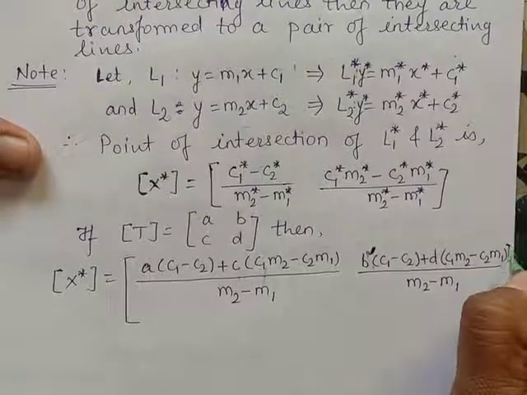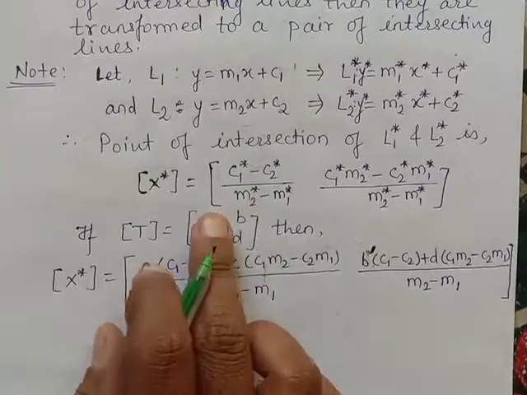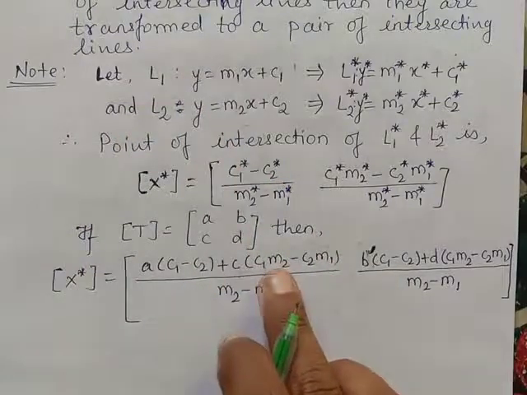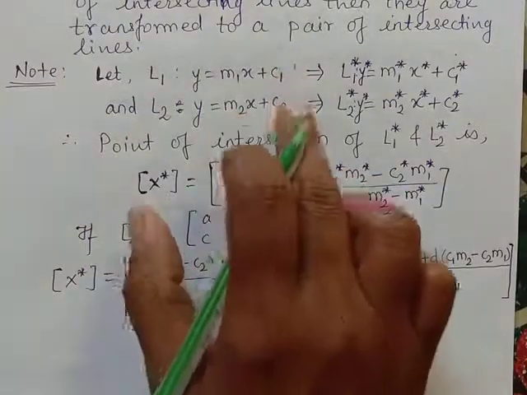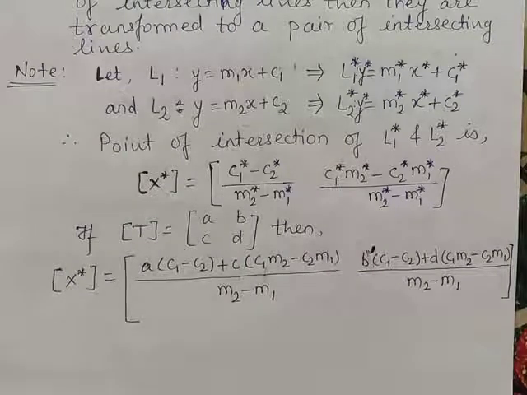These are the coordinates in terms of ABCD, and you know the given lines are L1, L2, so we can easily use M1, M2, C1, C2 from here. Okay, so this is the point of intersection of the transformed lines.